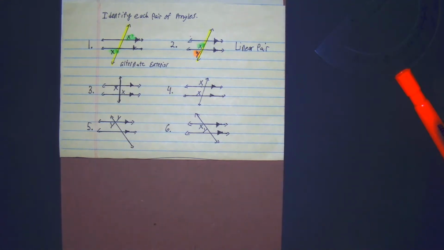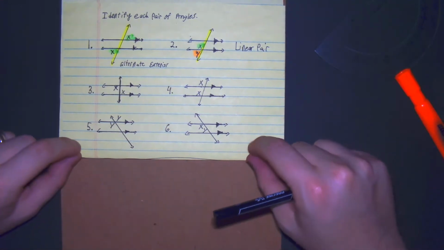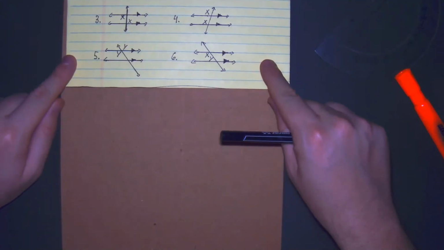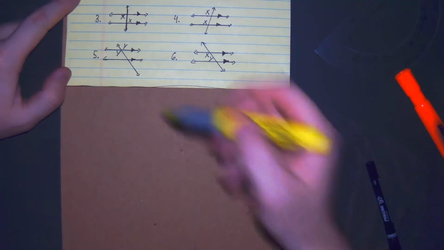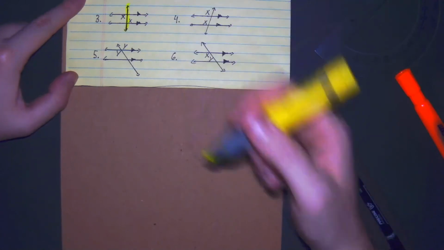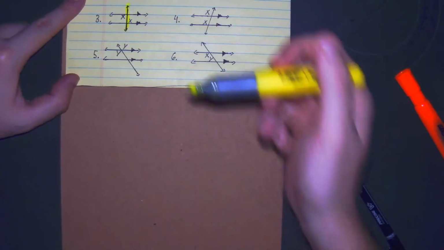Okay, that's the first 2. Let's jump on over to 3 and 4. Number 3. This is our transversal. We have 2 parallel lines.